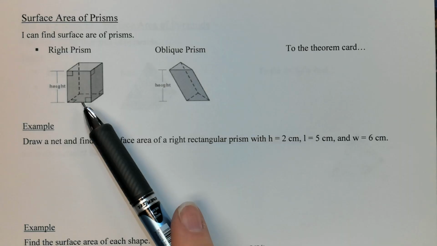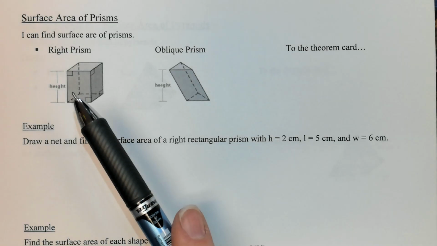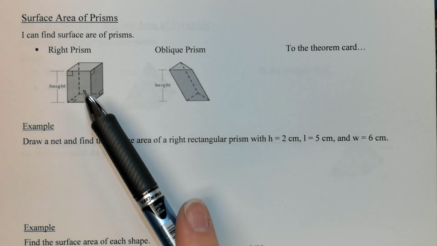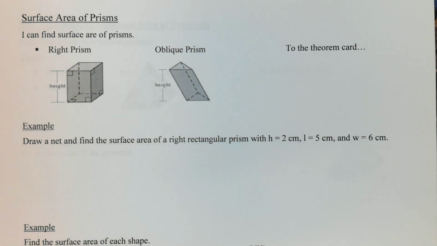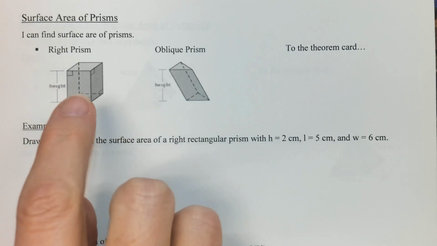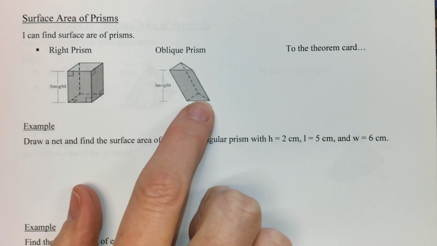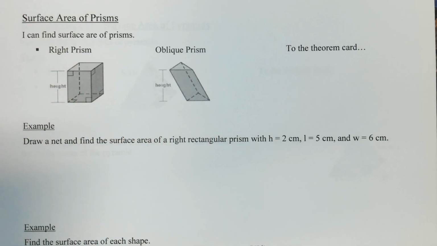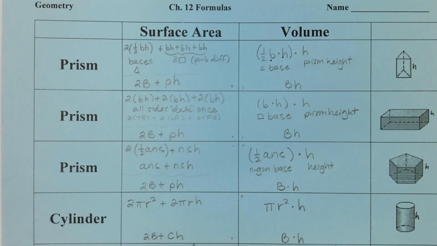What's nice to know is that the formulas work on both right prisms and oblique prisms. So when we go to look at our formula card, it doesn't matter if your shape is leaning or straight up, you will use the same formula. You just have to look at your base, figure out which picture you're going to use, and then just do that formula. So let's go to our formula card.